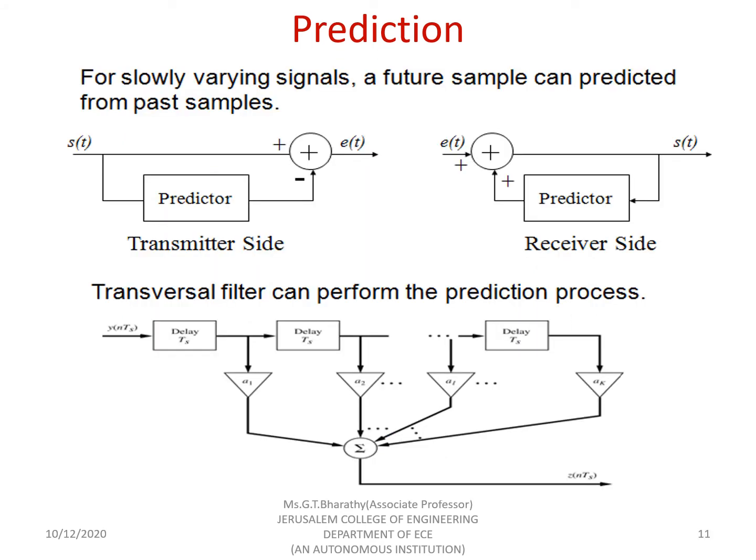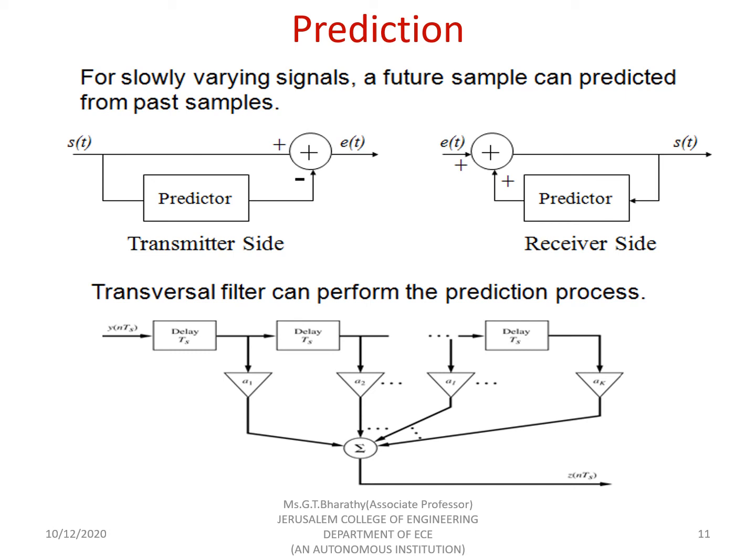This is the prediction where, for slowly varying variables, the future samples can be predicted from the past samples. So in DPCM, along with sampling and quantization, this prediction process also will be done. What this predictor is going to do is predict the present value or the future value from the past values. A predictor will be added both on the transmitter side as well as on the receiver side. The difference between the present and the past value will be taken, and the error is found out. The error is represented by e(t). Only this error will be quantized.